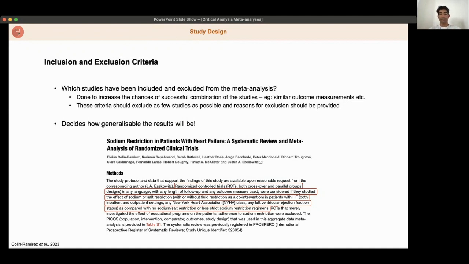So what the inclusion and exclusion criteria tell you are what studies have been included in the meta-analysis and what studies have specifically been excluded. The more studies you include in your meta-analysis, depending on your question, the more generalizable it'll be.